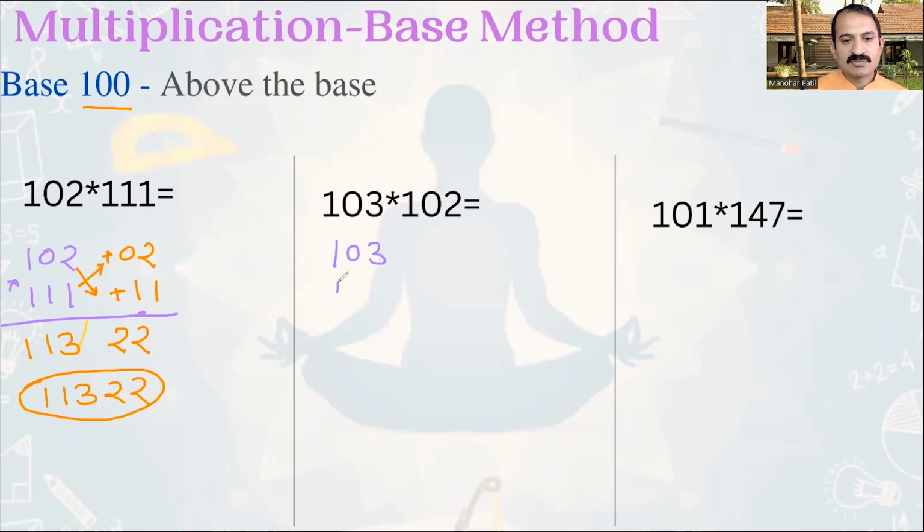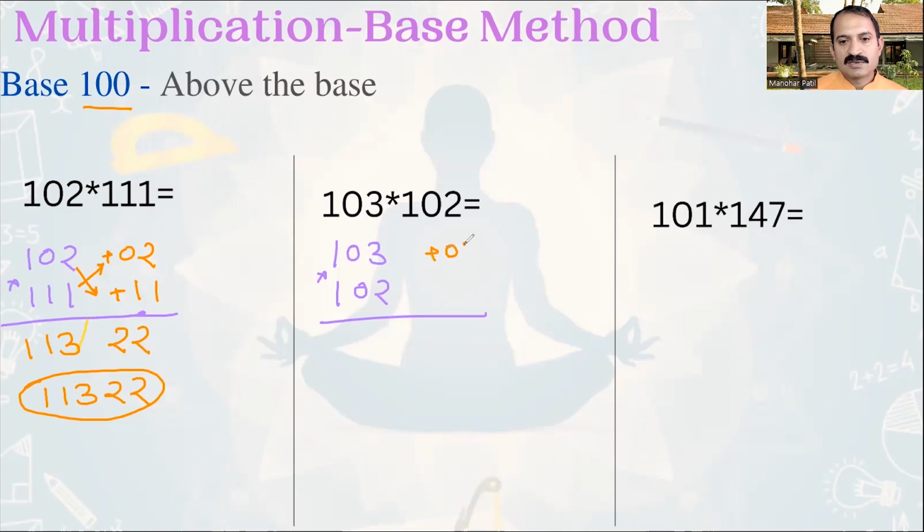So we will see the second example so you can understand in a better way. So 103 into 102. So plus 3 and plus 2, and there are two parts of the answer. So 3 times 2 is 6. But one more rule is there. The number of digits on the right hand side is equal to the number of zeros in the base. So base is 100, there are 2 zeros. So we need 2 digits on the right hand side of the answer.